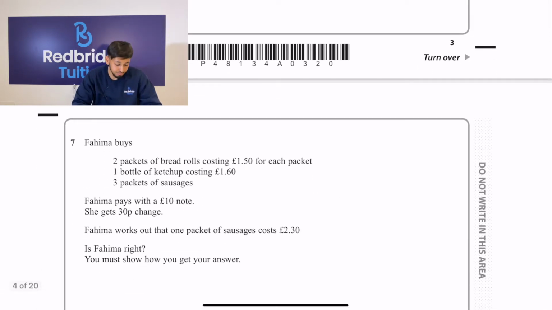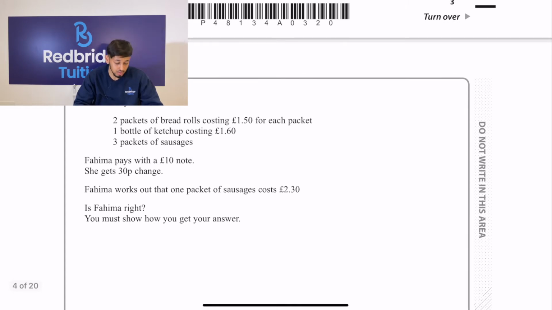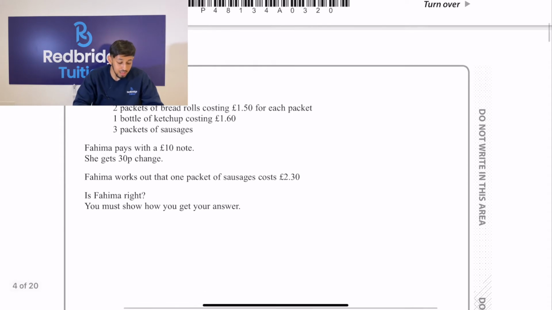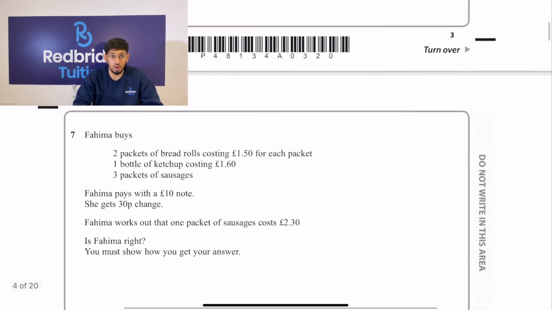Question number 7. Fahima buys 2 packets of bread rolls costing £1.50 for each packet, 1 bottle of ketchup costing £1.60, 3 packets of sausages. Fahima pays with a £10 note. She gets 30p change. Fahima works out that 1 packet of sausages costs £2.30. Is Fahima right? You must show how you got your answer.